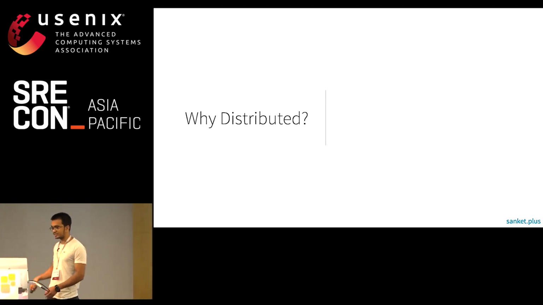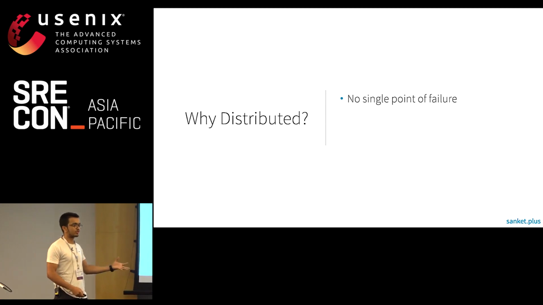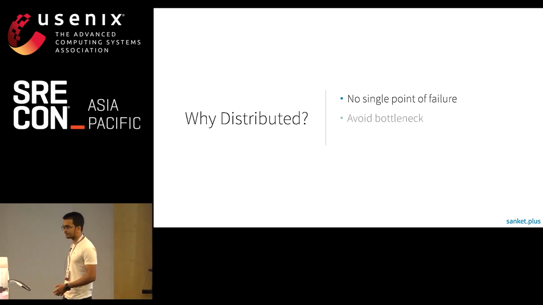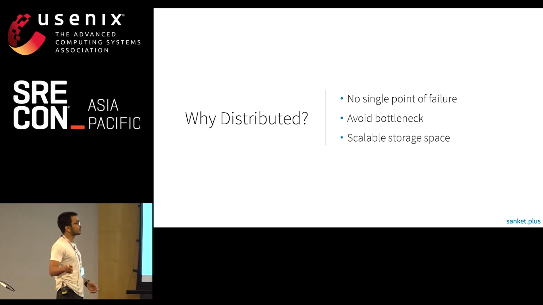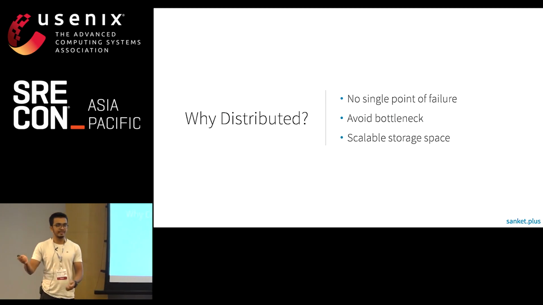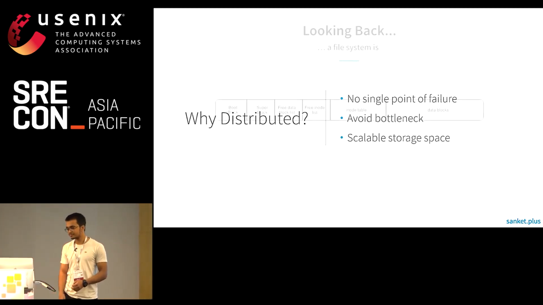But why go distributed? Of course, we want to avoid single point of failure. So if a host or a disk goes down, your file system, your data should still be available. You should still be able to access it. You want to avoid bottleneck problems. And of course, you also want to scale your storage space. Because data size is ever increasing, you don't want to be bound by your storage space.